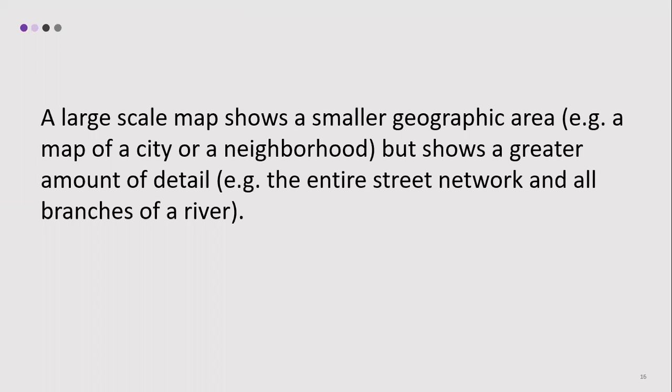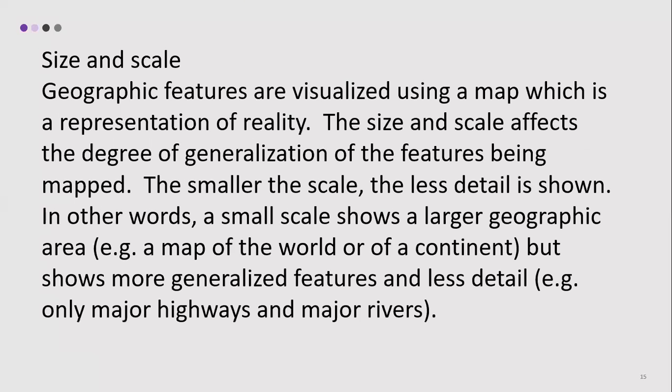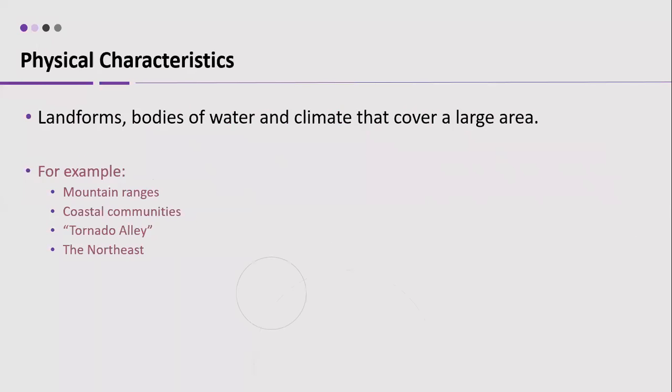A large scale map shows a smaller geographical area, for example a map of a city or a neighborhood, but shows a greater amount of detail: the entire street network and all branches of a river, right? So it is connected with these maps and geographical study. And in GIS we also use this size and scale. Definitely, I will explain these things in detail in the GIS studies. And yes, those are the six concepts in geography.